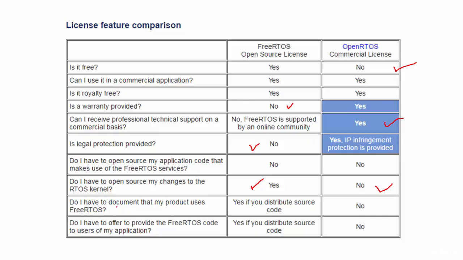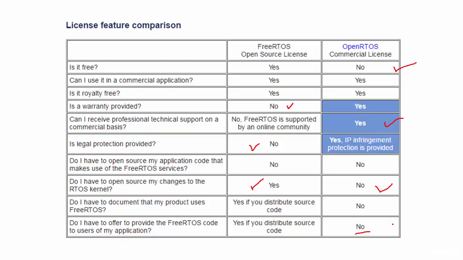Do I have to document that my product uses FreeRTOS? Yes, if you distribute source code. Okay, so if you distribute your source code, you have to mention that your product uses FreeRTOS. Do I have to offer to provide the FreeRTOS code to users of my application? Yes, if you distribute source code in the case of FreeRTOS, which is under the open source license, and no if you are using OpenRTOS, which is under commercial licensing.